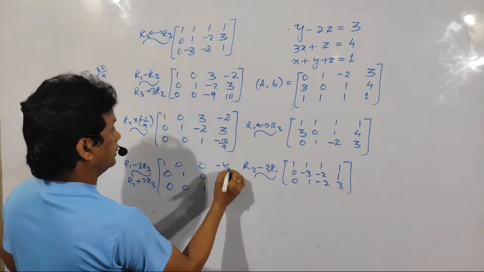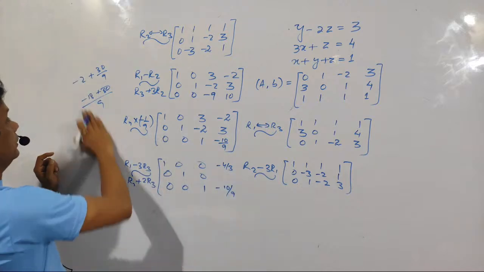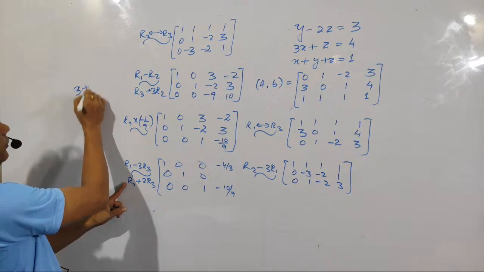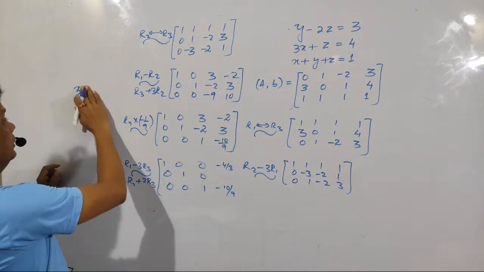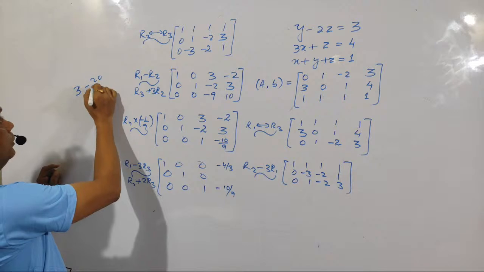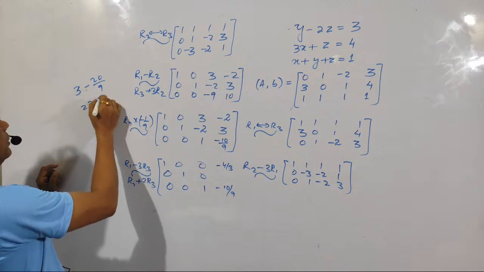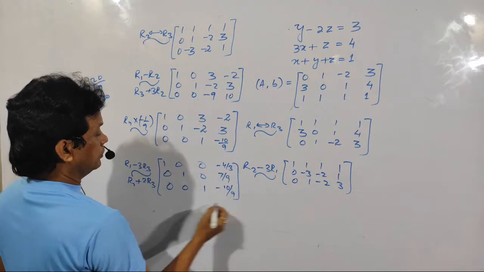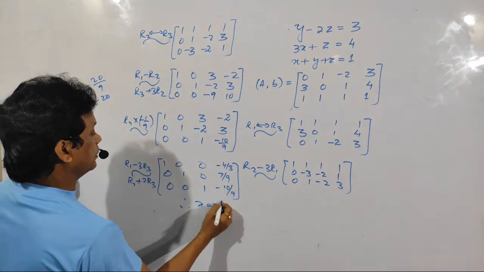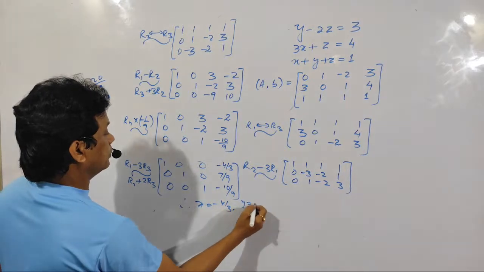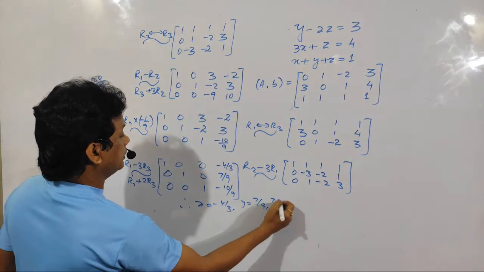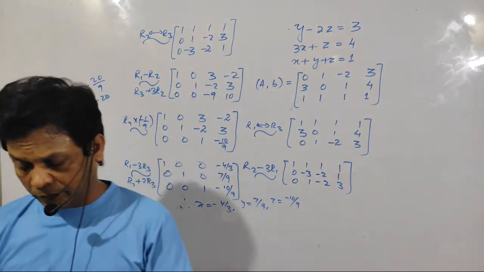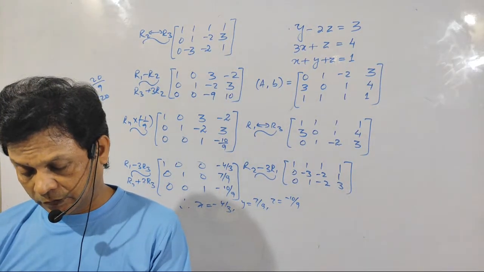Minus 4 by 3. Then next it is R2 plus 2 times R3. R2 means 3 plus 2 times R3, that means minus 20 by 9, 27 minus 20, 7 by 9. So therefore, x is equal to minus 4 by 3, y is equal to 7 by 9 and z is equal to minus 10 by 9. So please check the values, whether it is satisfied or not.